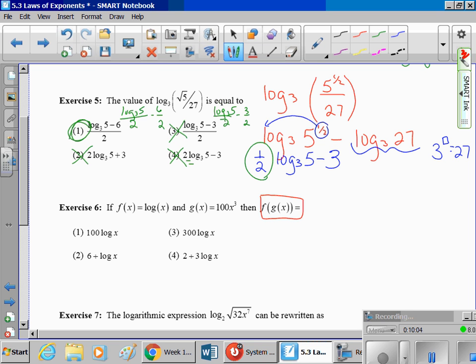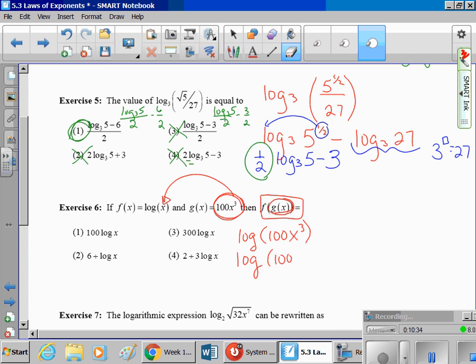So this is f of g of x, which means I'm starting with my g of x, and I'm putting it in where the x is for my f of x. So this is going to be log of 100 x cubed. So all we're going to do, look at the answers, they're not there. So let's break it up using our laws of logarithms. So we're talking about base 10 here. So log of 100, you don't even need to have it in parentheses.